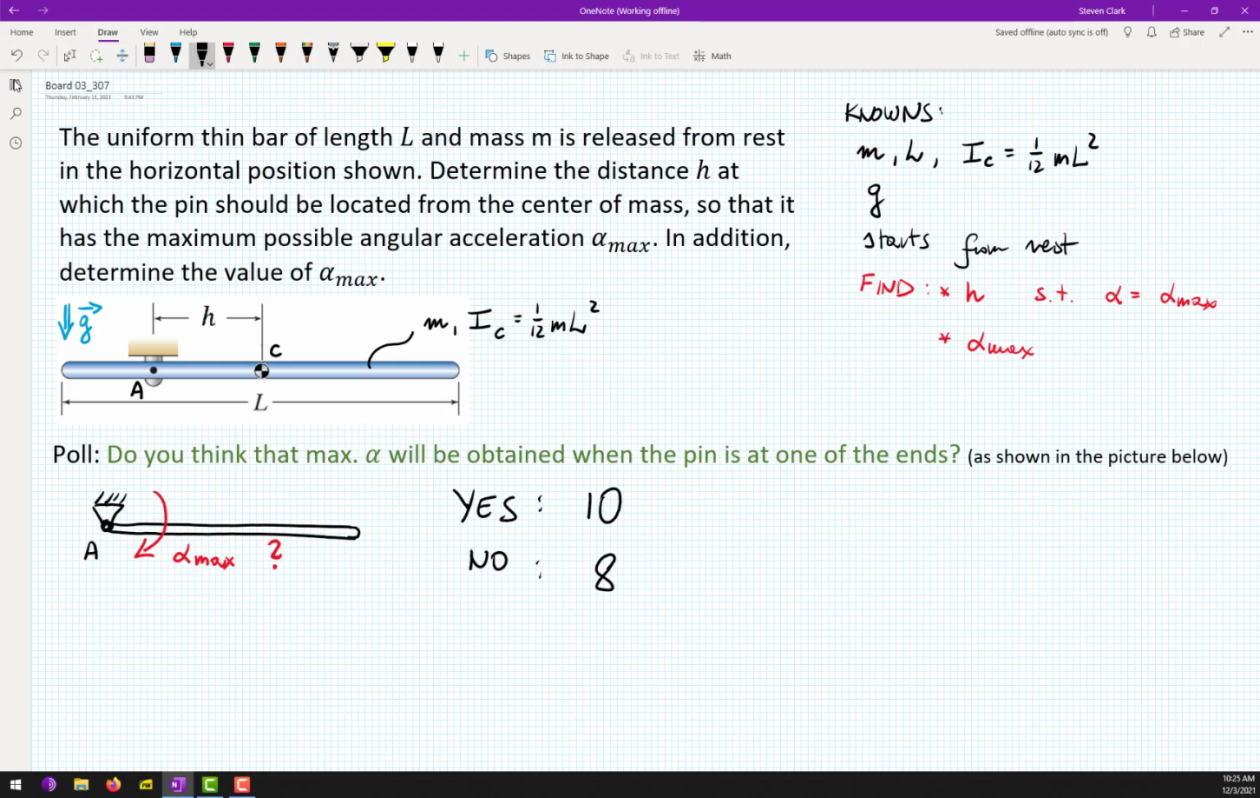Oh, no worries. But you voted correctly, yes? Yeah. Well, we'll see. We'll see if this is true. Okay. Anybody else has a good explanation why no is the correct answer? So we will see after the solution. You will see why. Okay?